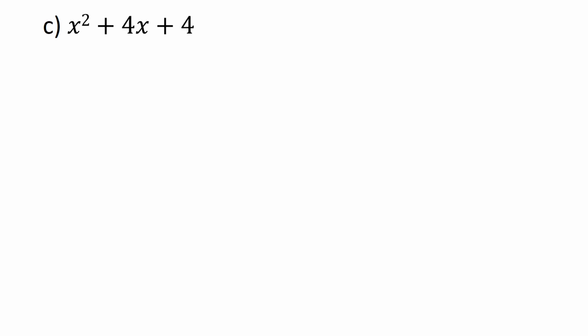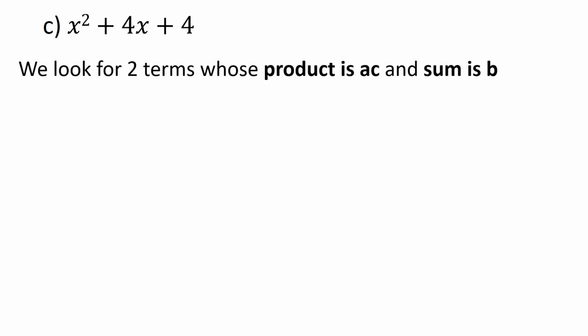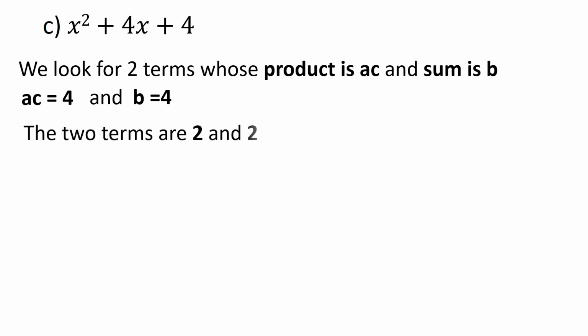Question C of 2, x squared plus 4x plus 4. As usual, we look for two terms whose product is AC and sum is B. Our AC is 4 and B is also 4. So these two terms are 2 and 2. So we need to substitute positive 4x with positive 2x plus 2x. Then we complete the expression by writing x squared and 4.